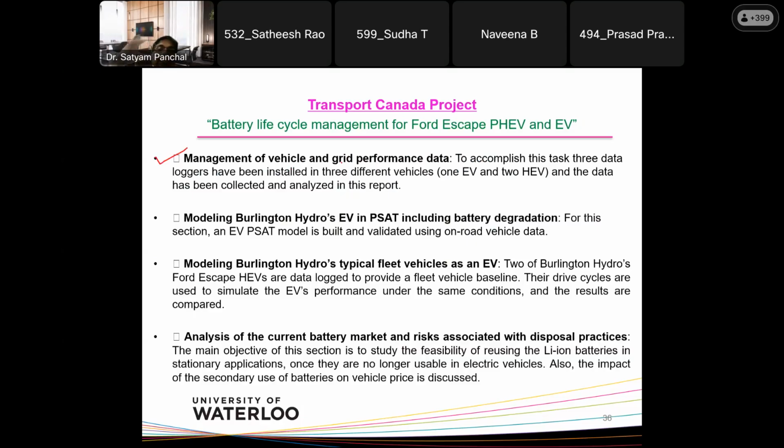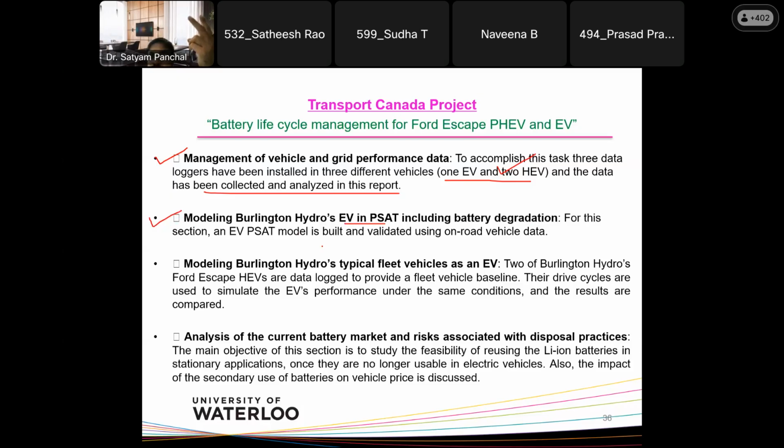To accomplish this task, three data loggers have been installed in three different vehicles, which I will explain at a later stage: one electric vehicle and two hybrid electric vehicles. Data has been collected over several months and data analysis was done. So the first part is data management and installation of the data logger in the vehicle. The second one is the modeling of the electric vehicle into PCET or Autonomie for the degradation part.